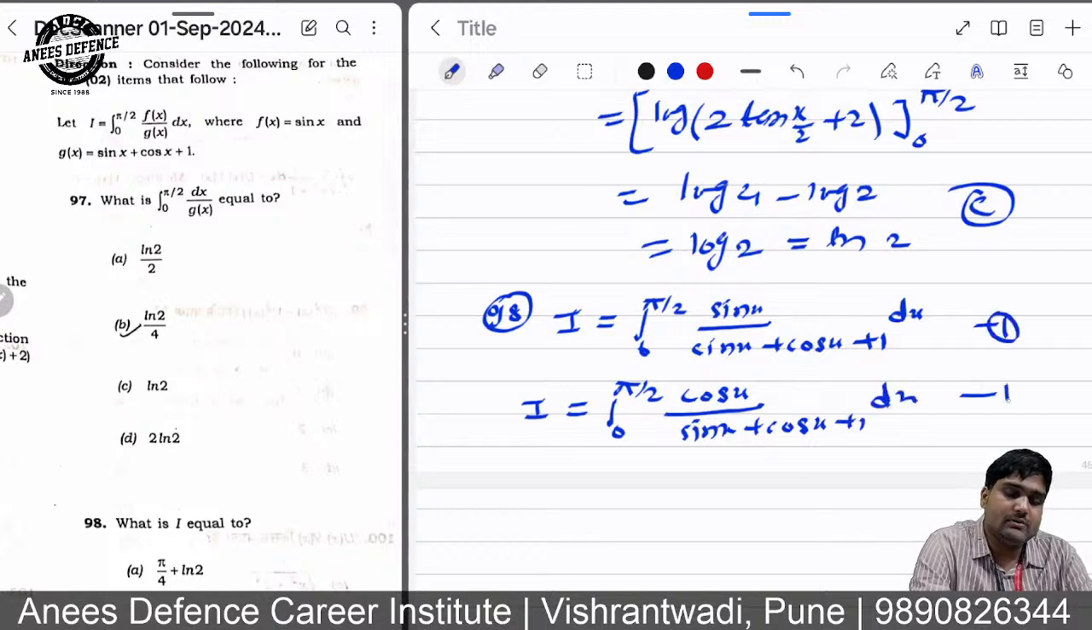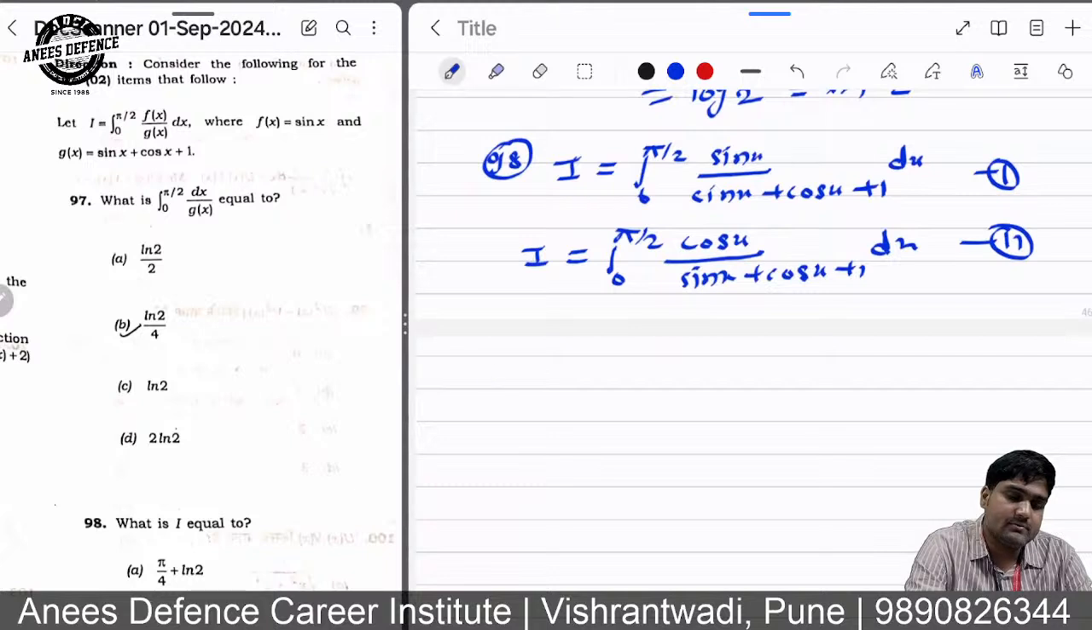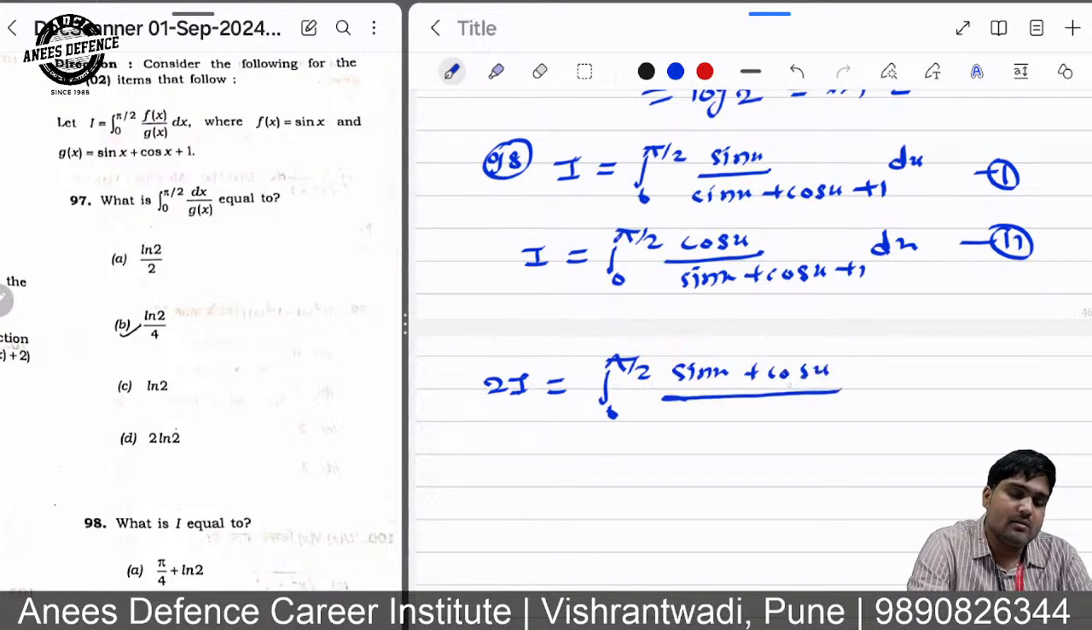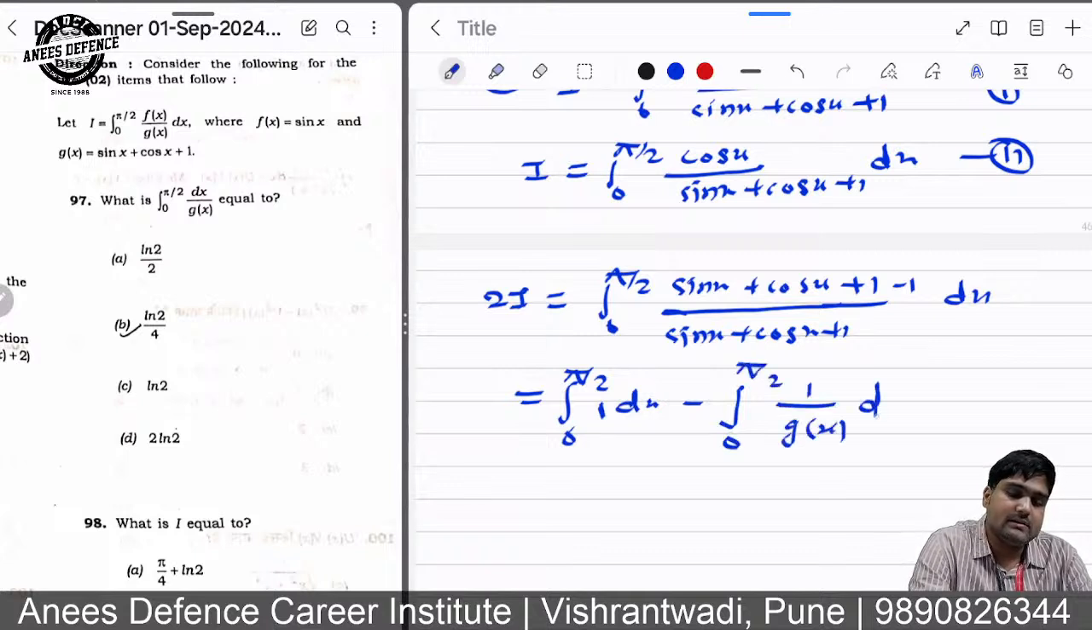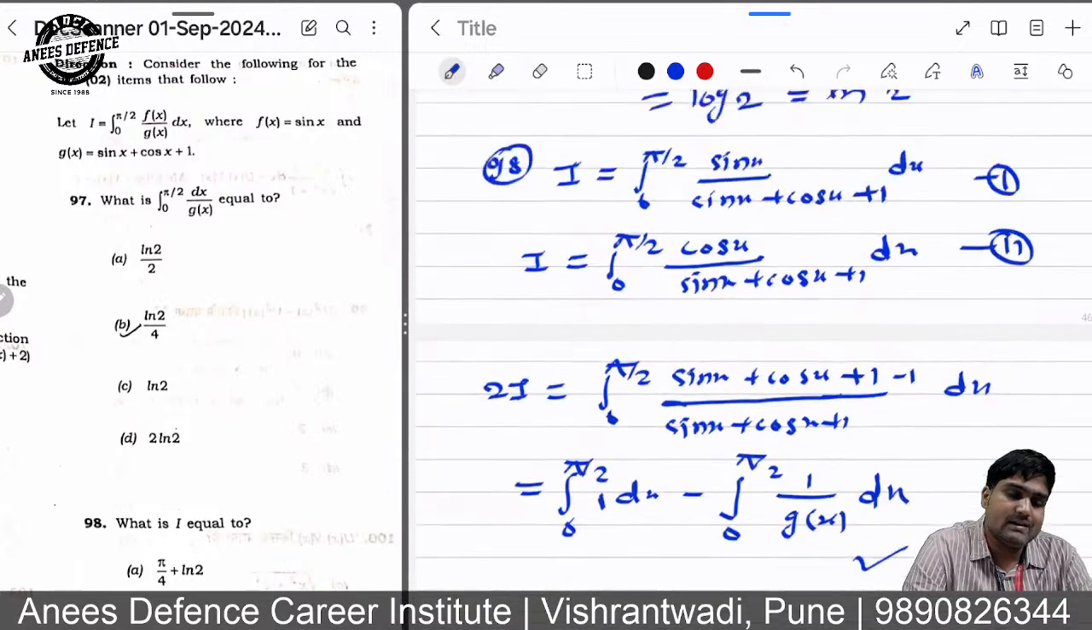Now add these two equations. When we add them, the left hand side is 2I, and the right hand side is sin x plus cos x upon sin x plus cos x plus 1. Now add 1 and subtract 1 in the numerator, and split into two parts. The first part is the integral of 1 dx, and the second part is minus the integral from 0 to pi by 2 of 1 upon the denominator, g(x) dx. We already calculated this part, and it is ln 2.